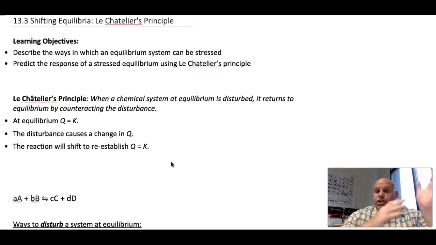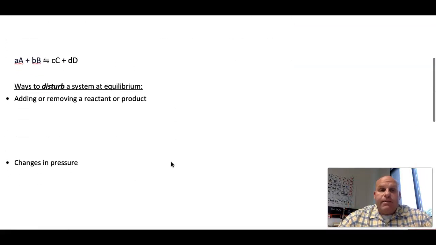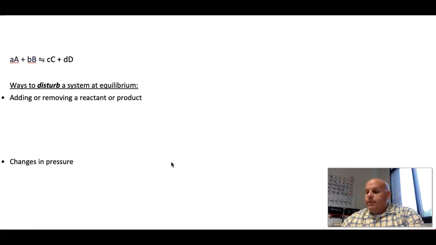Disturbance causes a change in Q. The K doesn't change, right? That's the equilibrium constant. That does not change. So the system will shift right or left, forward or reverse, to get back to the point where K equals Q.